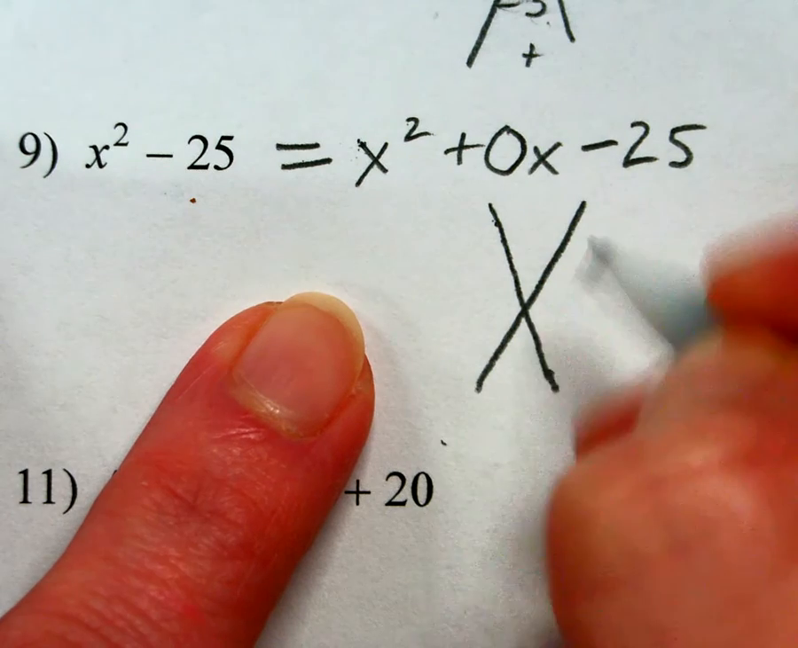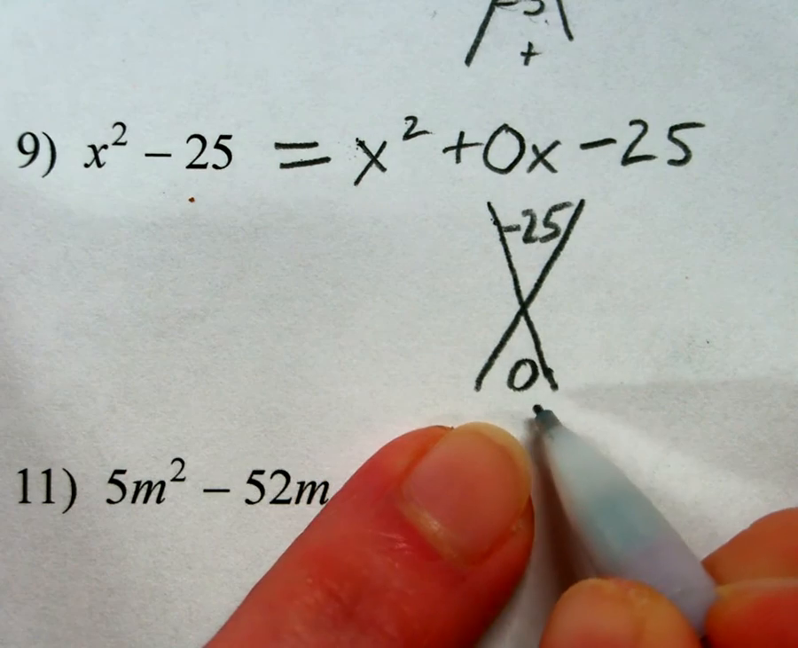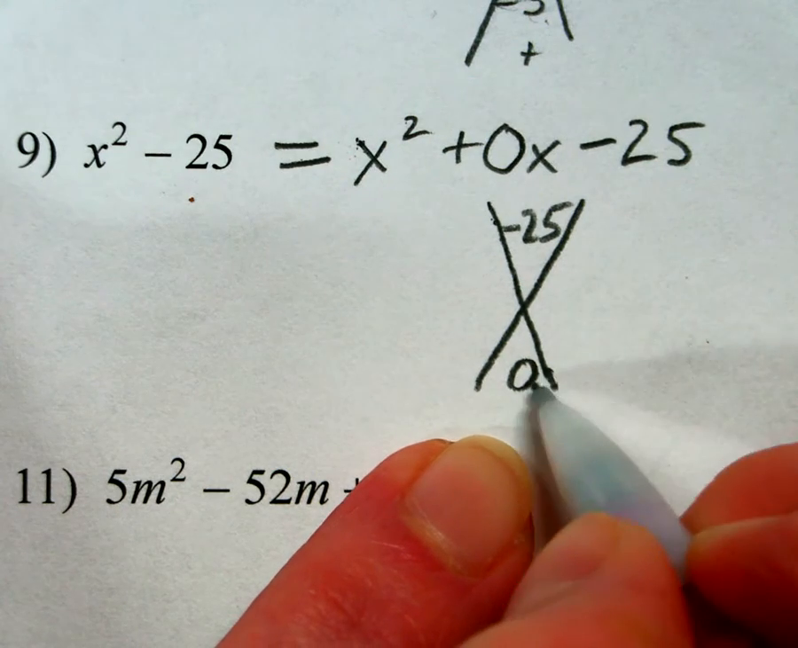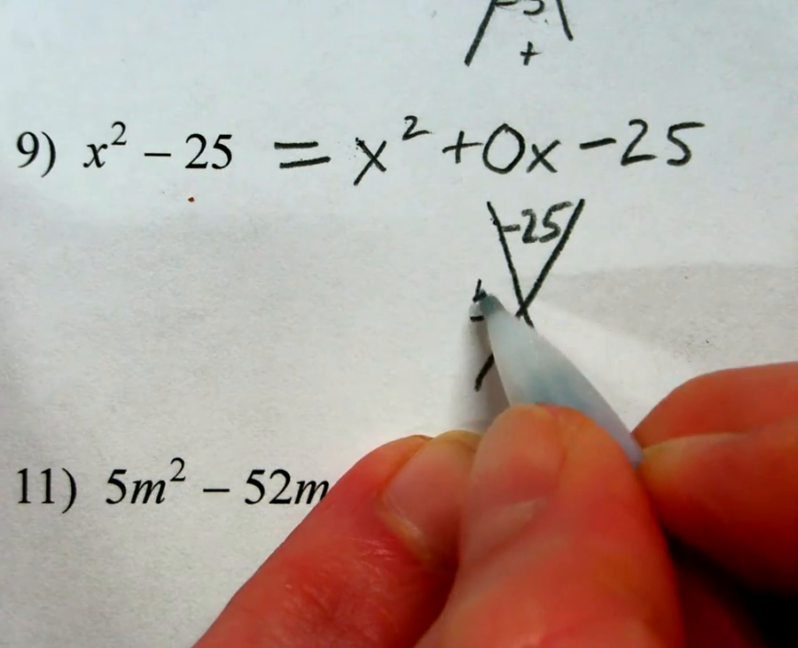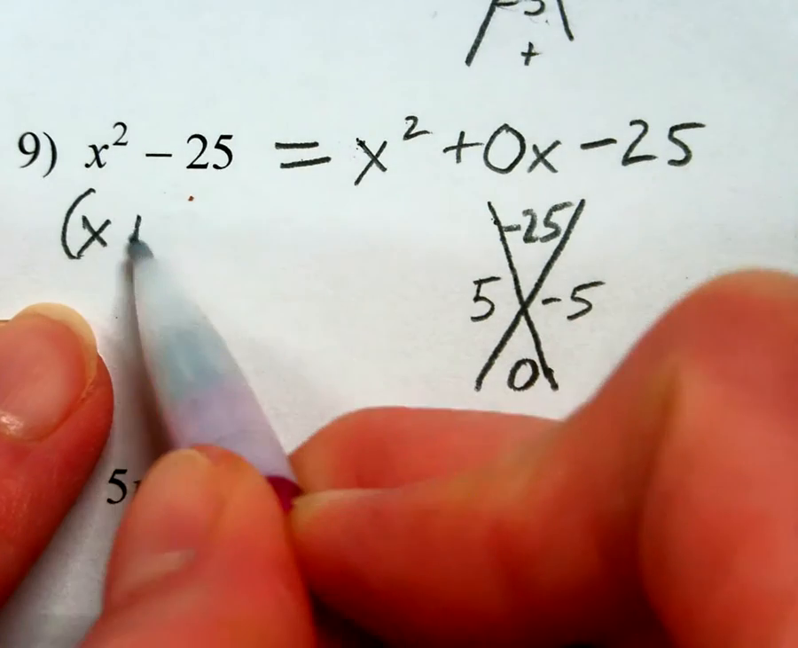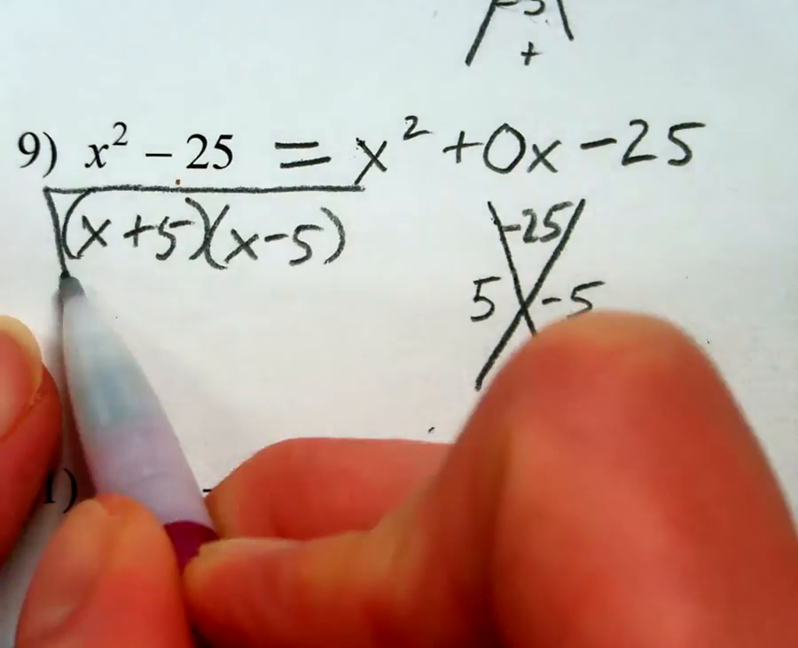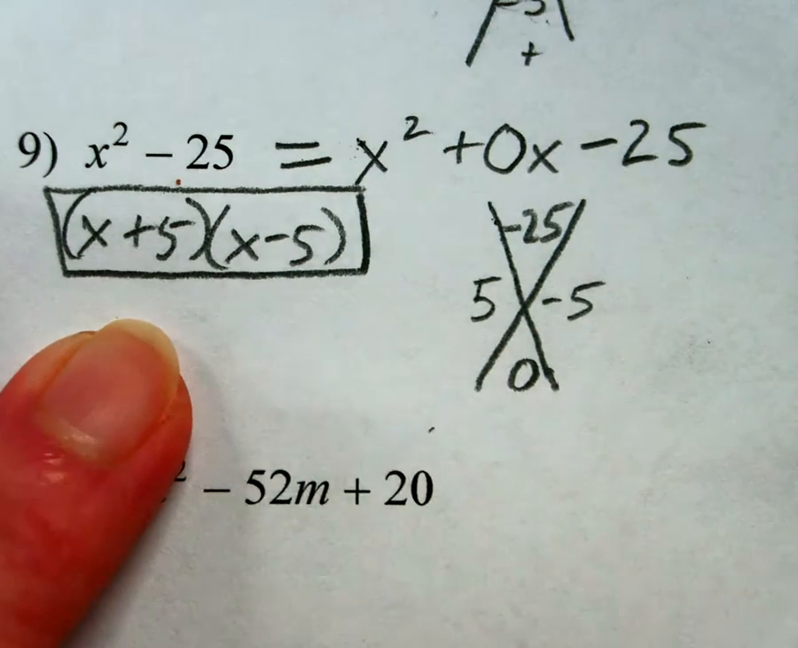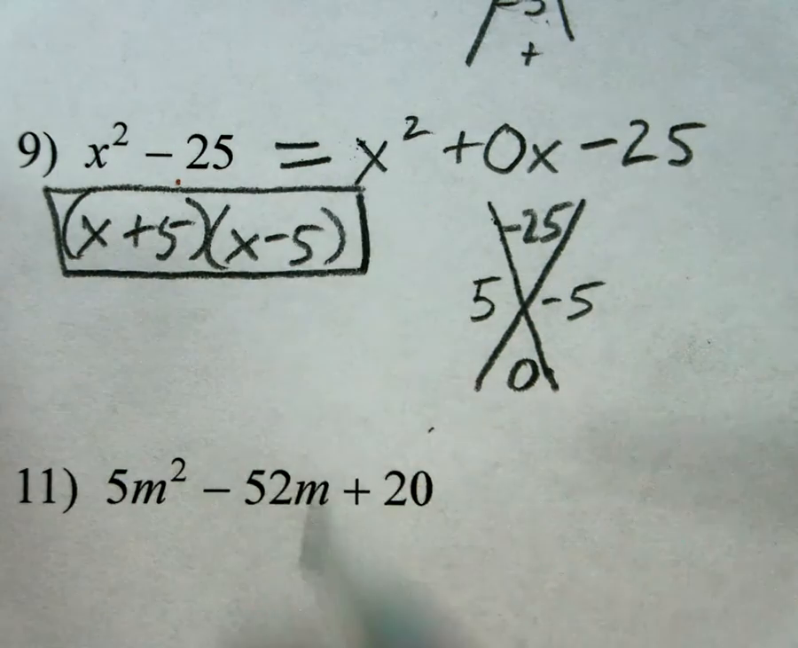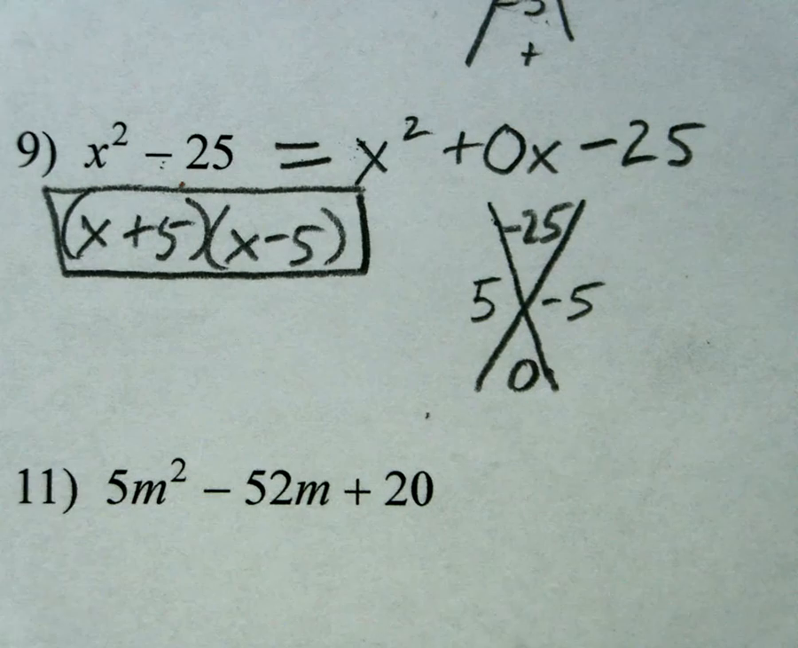So I'm multiplying to get negative 25, but I'm adding to get 0. So you know that these numbers have to be opposites if they're adding to be 0. So it would be 5 and negative 5. So this would be x plus 5 and x minus 5. And those are conjugates. We've talked about conjugates quite a bit. When you multiply them, the outer and inner terms cancel, and that's why that middle term is missing.